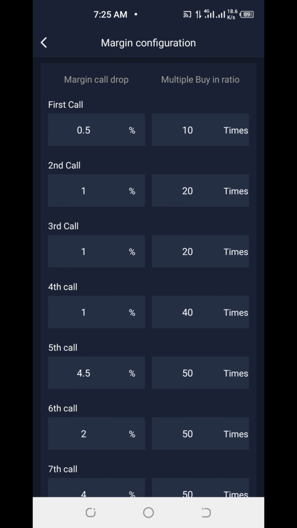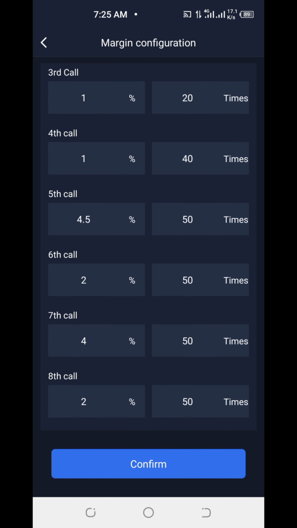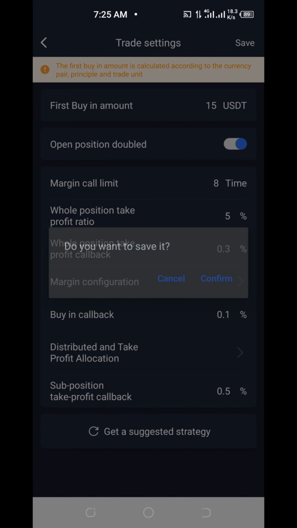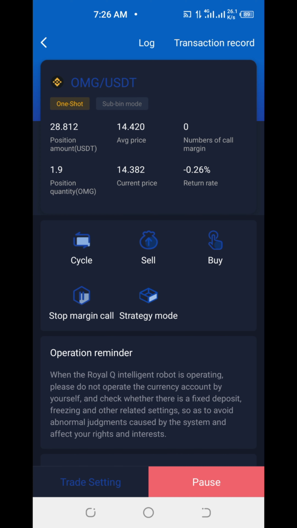The second way to look at it is to categorize everything together on whole warehouse mode instead of using sub-bin mode. If you do whole warehouse mode, it means that it's going to calculate the general average, so it will wait for it to recover and go above your regular take profits ratio.